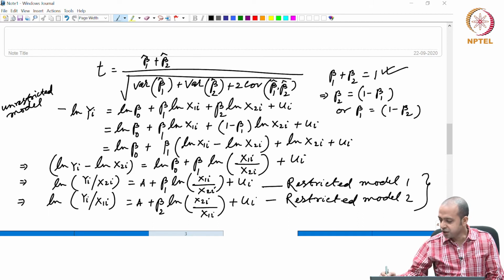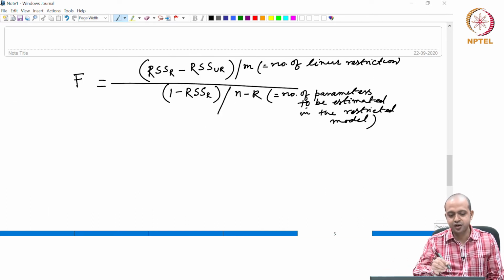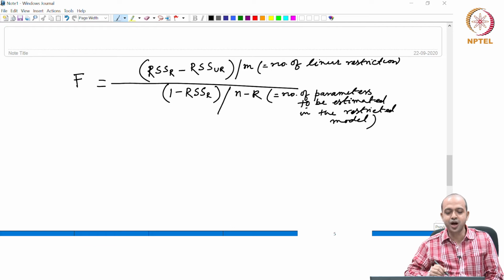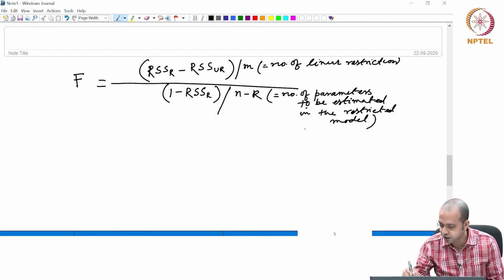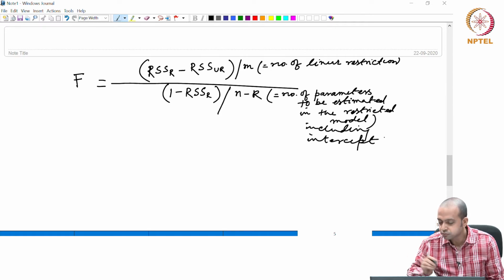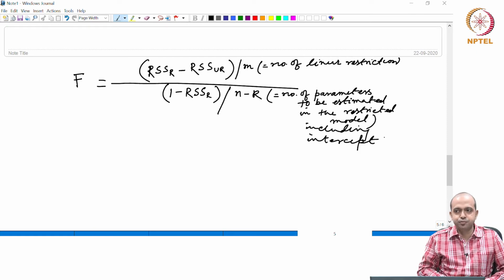So, alternatively we define our test statistic F in terms of RSS: RSS R, that means RSS from the restricted model, and RSS from the unrestricted model, and K equals the number of parameters to be estimated in the restricted model, including intercept. That you should also write, including intercept. Okay? All right.